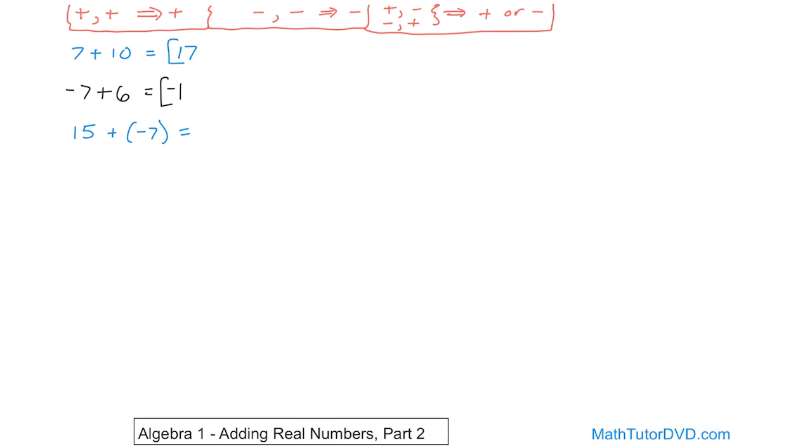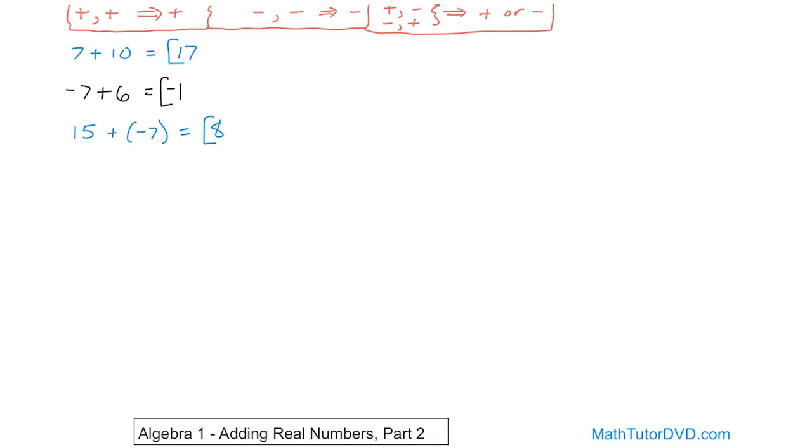So you go ahead and write down the number, and now you have to pick the sign. So you look at the two numbers here. Well, positive 15 has a bigger absolute value than the negative 7. So it takes the sign of the larger number, and so the answer is going to be positive 8. And when you look at this, 15 plus a negative 7 is really the same thing as 15 minus 7.